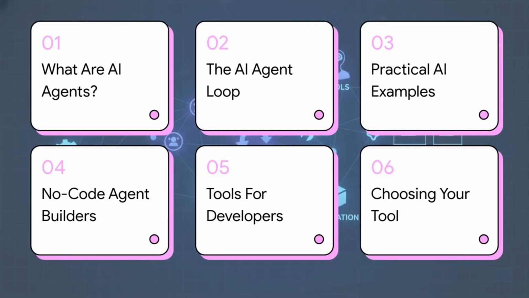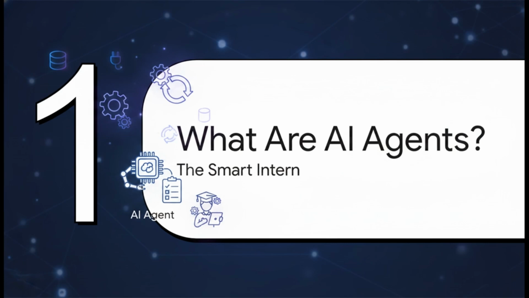Here is our roadmap for today. We'll be covering 1. What are AI agents? 2. The AI agent loop. 3. Practical everyday AI examples. 4. Easiest no-code agent builders. 5. Best tools for developers. And finally, 6. Choosing your perfect tool. All right, let's jump right into section 1.